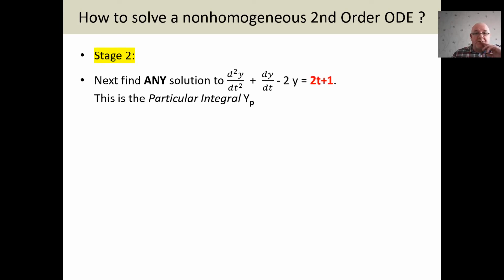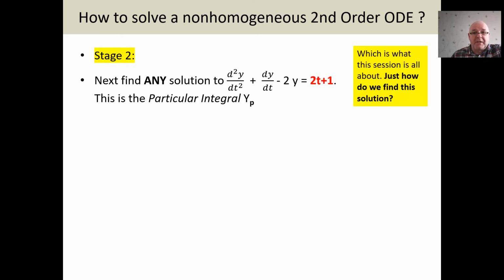So stage 2 is to find any solution whatsoever to y double dash plus y dash minus 2y equals 2t plus 1. Okay, now that is called the particular integral. It's a strange name, but that's what it's called. And I use yp to denote it. So how do you find that? Well, that's really what this whole show is about.